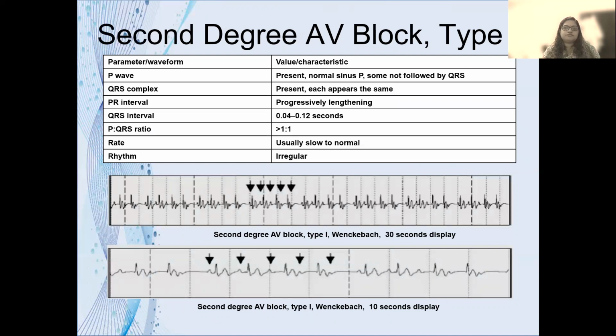Now, second degree AV block type 1. You see that normal sinus P, but some of the P waves are not followed by the QRS complex. Progressively lengthening PR interval can happen, and the P to QRS ratio can be more than 1:1. Rate is usually slow to normal and rhythm is irregular. So you see here that the P wave is here, and then you get a longer PR interval there, much longer there, and very long here. So this is type 1 second degree AV block.